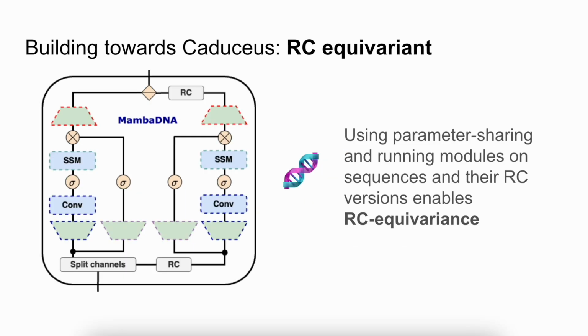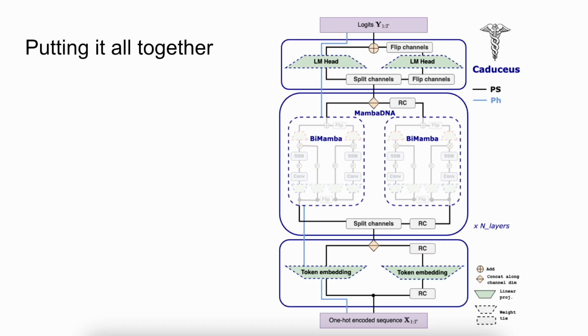Finally, to achieve RC equivariance, we leverage another parameter sharing technique. Namely, we run a Mamba or BiMamba module on a sequence and its reverse complement, and we concatenate the outputs along the channel dimension, while fully sharing parameters of both of these passes. We dub this module MambaDNA. This approach renders the MambaDNA provably RC equivariant. Putting these components together yields Caduceus, the first of its kind RC equivariant DNA language model that scales efficiently to long-range sequences.